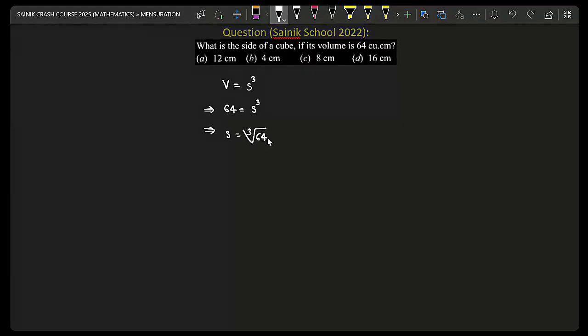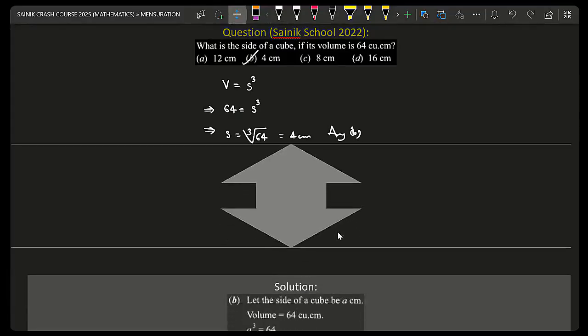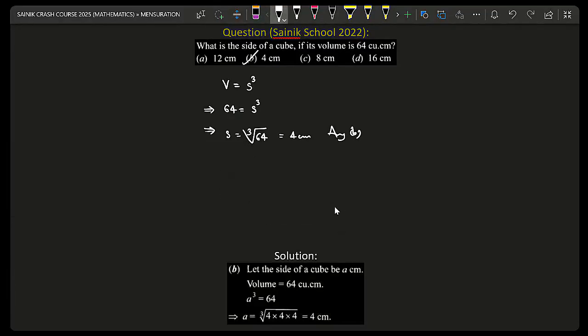Yes, sir. In the square root and cube root chapter, we discussed how to find the cube root of 64. And you already remember the cubes up to 12, right? Whose cube is 64? Sir, I think 4. Yes, 4 is the answer. So the side of the cube is 4 centimeters. Simple question. That is option B. So Arush, you can mute now.